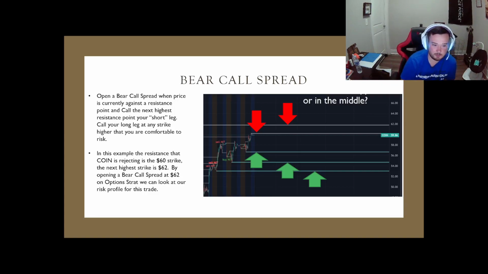So in this example, the resistance that coin is rejecting is the $60 strike. The next highest strike is $62. By opening a bear call spread at $62 on option strat, we can look at our risk profile for this trade. Also, by picking the 62 strike instead of the 60 strike, we are giving ourselves 2 chances to reject off of the 60 and then to reject off of the 62 before we become losers in this trade. So we're giving ourselves plenty of room here.